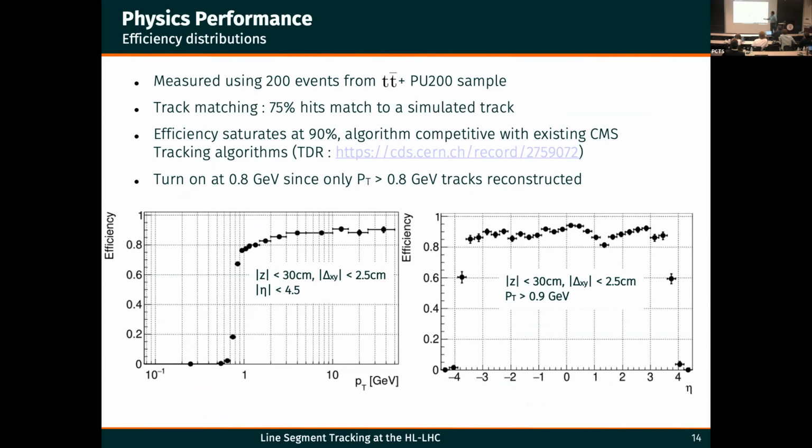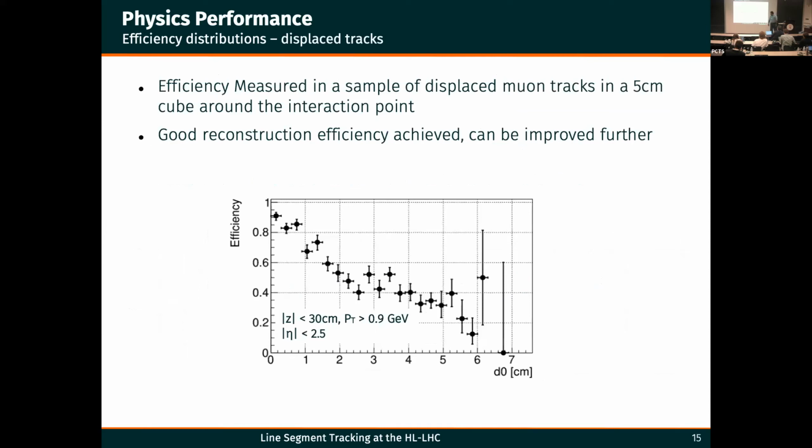theta. The efficiency saturates at 90%, which makes it competitive with existing CMS tracking algorithms for phase 2. And as we see, the turn on is only at 0.8 GeV, since only PT 0.8 GeV tracks are reconstructed.